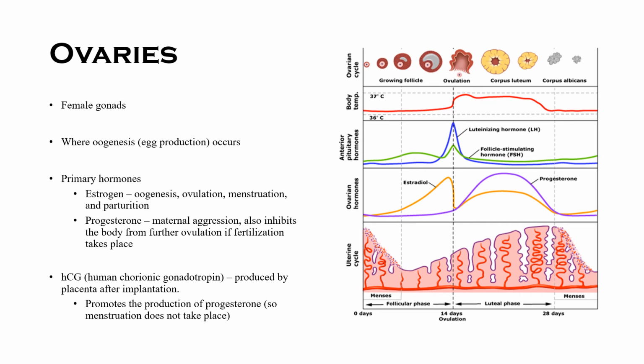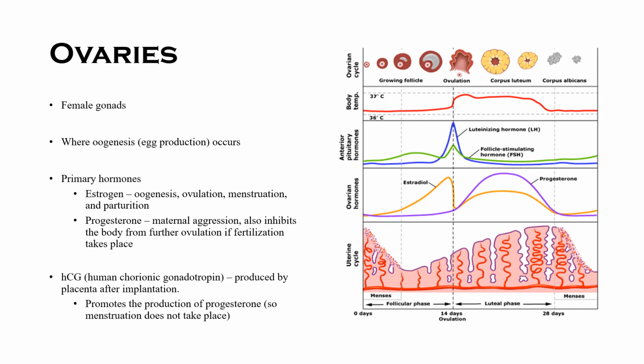Another hormone that you want to make note of is human chorionic gonadotropin, or HCG. This is what the pregnancy tests detect. It's produced by the placenta after implantation, and it's very important because it promotes the further production of progesterone.